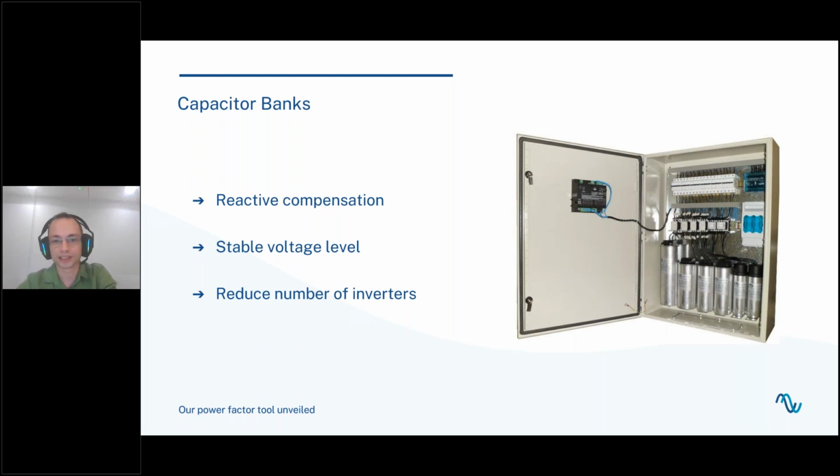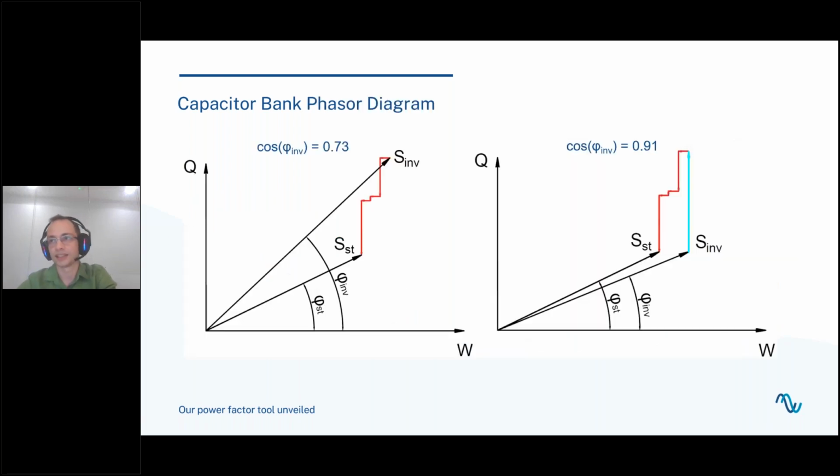You're going to see this clearly in the following chart. On the left side, you can see exactly the same image that you saw previously. We had a power factor at the inverters of 0.73. If you look at the line that goes from the origin of the graph to the S of the inverter, this line right here, you will see that it's a long line, way longer than the one that you see in the right image. So this means that the apparent power of the inverters when we add capacitor banks is way lower.